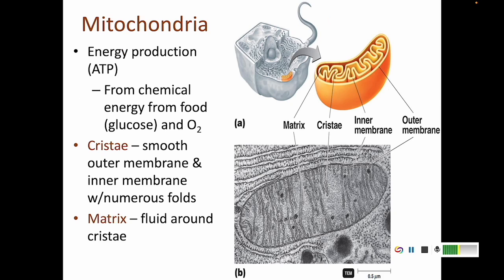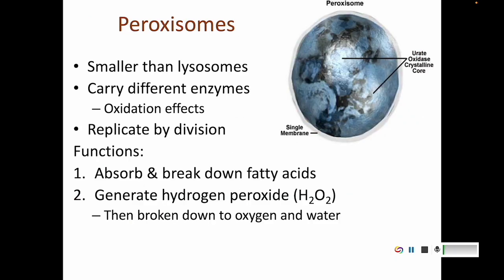Mitochondria are the site of energy production. It's where you make ATP. We'll come back and talk about mitochondria a lot. For right now, you know they are the energy powerhouse of the cell. It's where you're making ATP. Peroxisomes are going to help break down fatty acids, and they make hydrogen peroxide. They help oxidize things that you don't need around your cell, so they're helping break down stuff that you don't need.